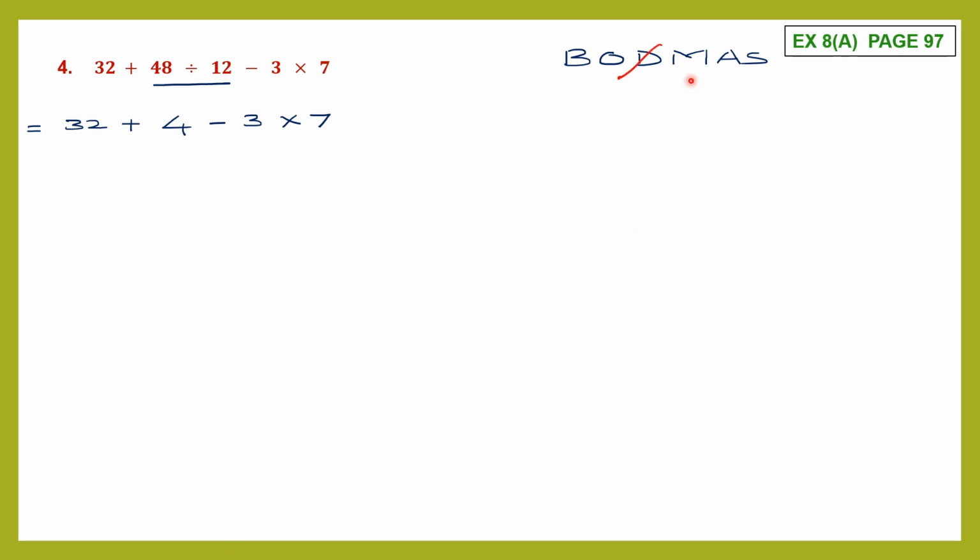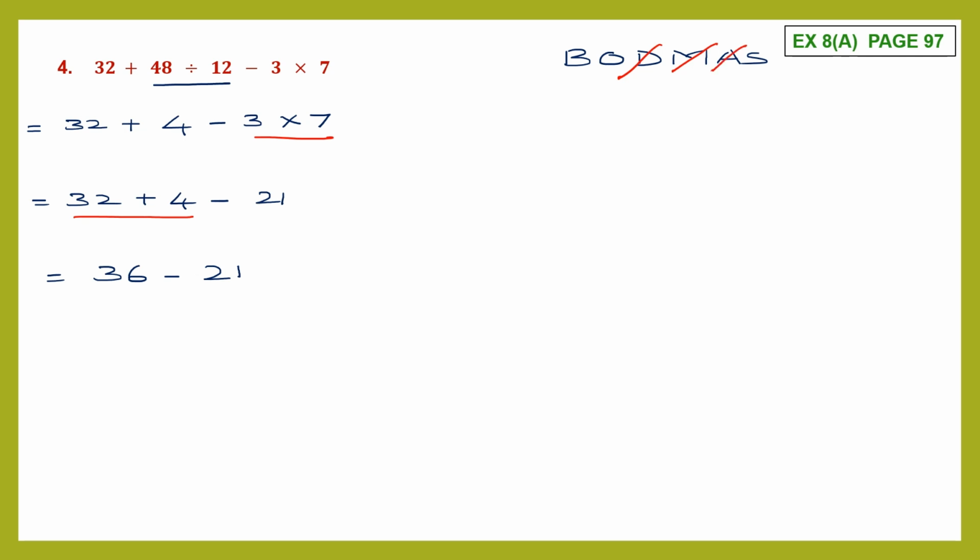Now what comes next? Next is multiplication. So here look out for multiplication, that has to be done next. So 3 into 7. So let's write everything else. 32 plus 4 minus, 3 sevens are 21. So we finished now multiplication also. Next we have to do addition. So here we have 32 plus 4 minus 21. So 32 plus 4. This is the addition part. 32 plus 4 is 36. 36 minus 21. Last step is 36 minus 21.